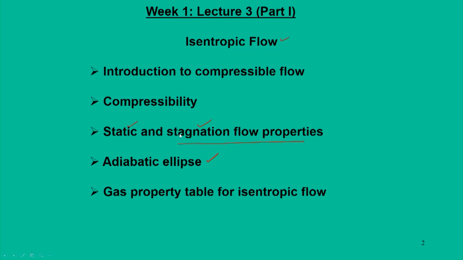Then finally, whatever relations you develop for the compressible flow system, if you are going to represent them in terms of data, then we are going to introduce a table called the isentropic property table for compressible flow. So, these are the major segments for this lecture. We will start with part 1 of the lecture, which will mainly involve compressible flow, compressibility and stagnation flow properties, static and stagnation flow properties.